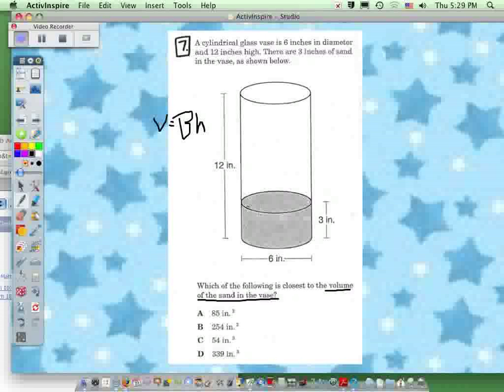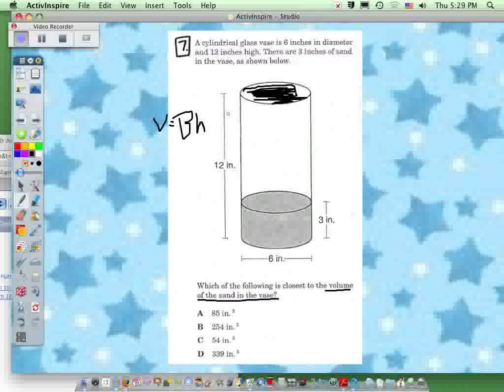Anyway, so big B. If you were in the 4th grade, you would say the B is 6. You'd do 6 times 12 maybe, or even 6 times 3. And that's what they want you to do. But that's not what I want you to do. So big B stands for area. It's the area of the base.